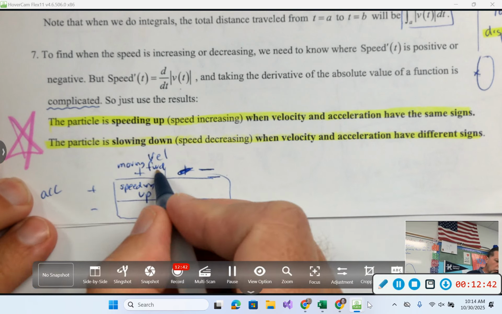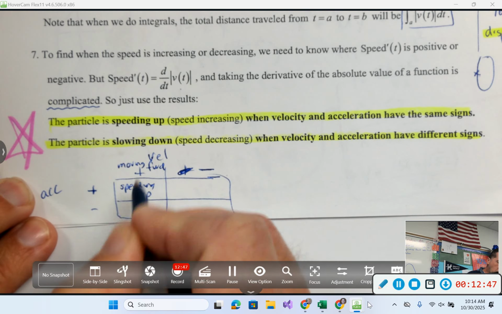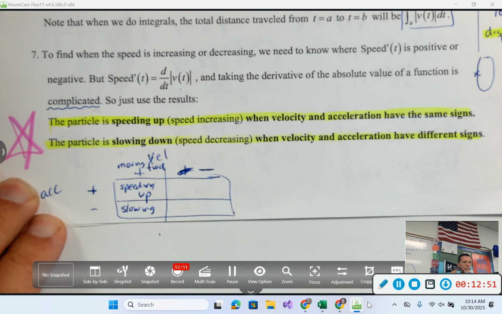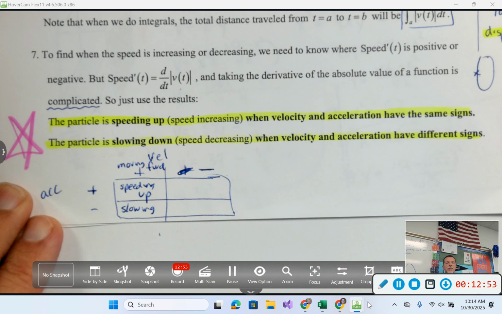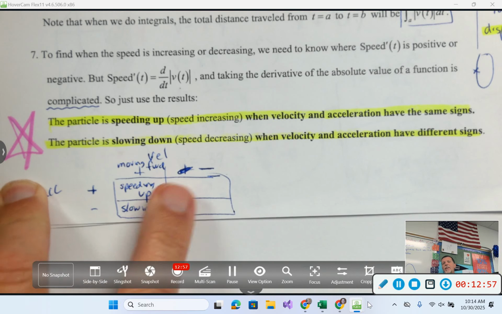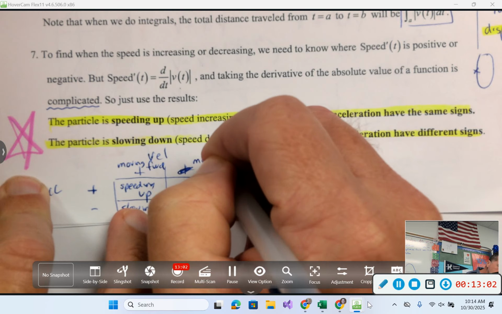Let's say you're moving forward and you push the brake. So you're moving forward, but you're slowing down. Your velocity is decreasing. That column, kind of an easy column. That's the column you're used to. The other column is where things are hard because you're moving backwards.